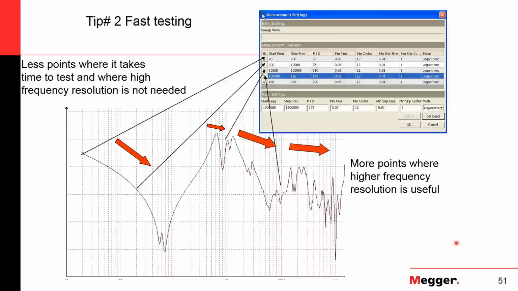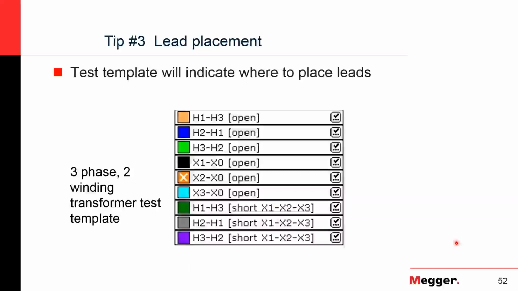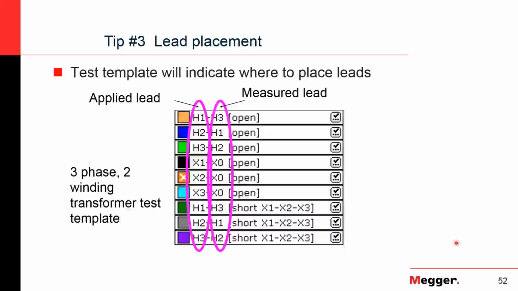column there is where we're going to put the actual signal. So if you look at the top one, H1 to H3 open. So we're going to apply the signal to the H1, and then we're going to put our measurement lead on the H3, and then open means everything else on that transformer is floating there. So then we'll do H2 to H1, H3 to H2, and then we can go down and do the secondaries, X1 to the neutral, X2 to the neutral, X3 to the neutral, and those are all open circuit tests, so everything's floating.